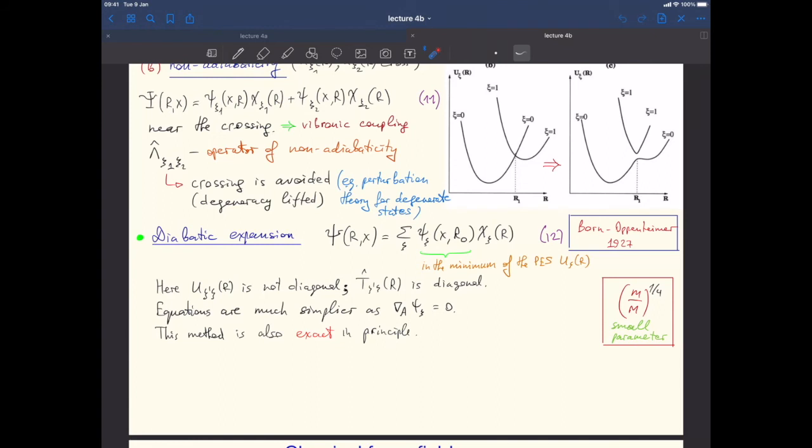In that case, one can also obtain the equations for these nuclear wave functions. They will be different from the ones I gave you above. And this expansion is also exact, of course. The approximations which are made are only in how many terms in this expansion you would take. Equations are much simpler in this case because these wave functions do not depend on nuclear positions. And it's a good exercise to actually derive these equations. So this is another method which sometimes is used because it's a little bit easier to handle mathematically.